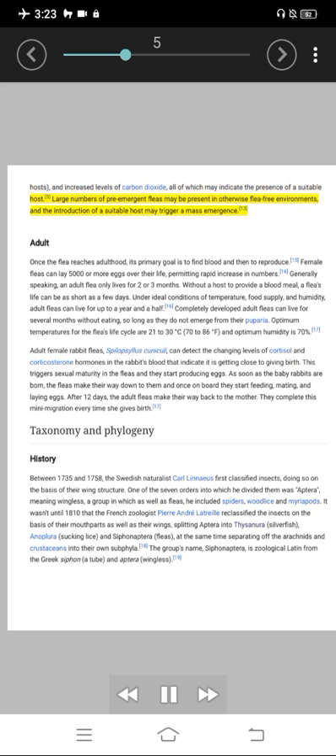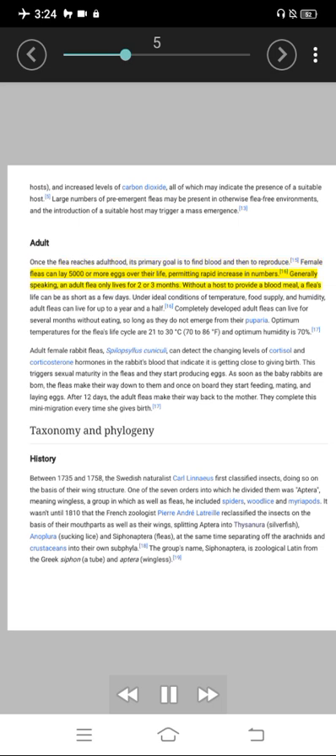Large numbers of pre-emergent fleas may be present in otherwise flea-free environments, and the introduction of a suitable host may trigger a mass emergence. Adult. Once the flea reaches adulthood, its primary goal is to find blood and then to reproduce. Female fleas can lay 5,000 or more eggs over their life, permitting rapid increase in numbers.